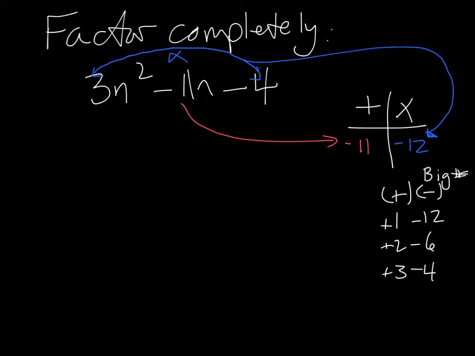All right. So what's 1 minus 12? 1 minus 12 is negative 11. So there are our factors. So now I'm going to do something called decomposing.